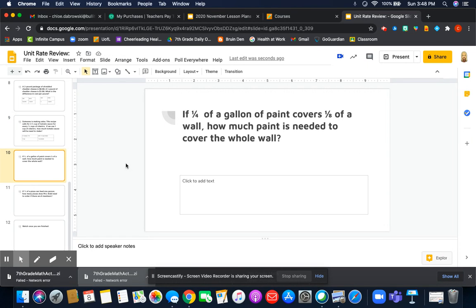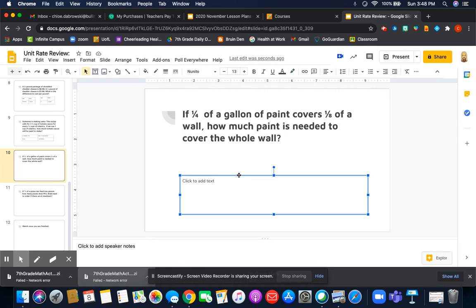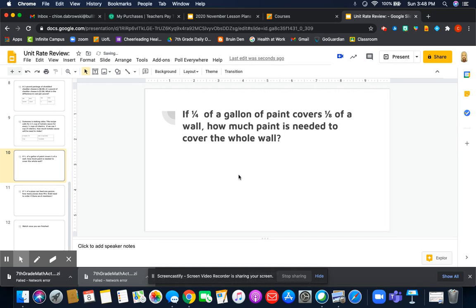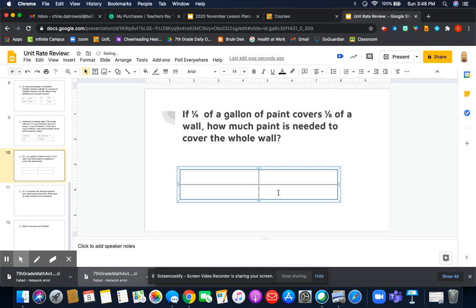All right, 2 more. So this one is looking at a unit rate. I know that other painting one was not, but this one is. If I'm painting a whole wall, how much paint do I need? That's what I'm looking for.